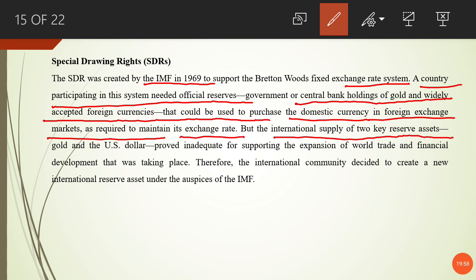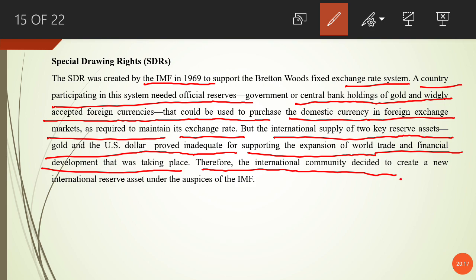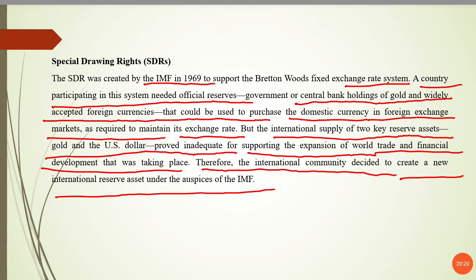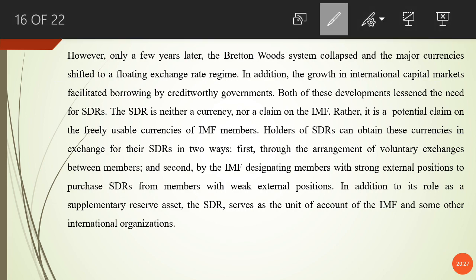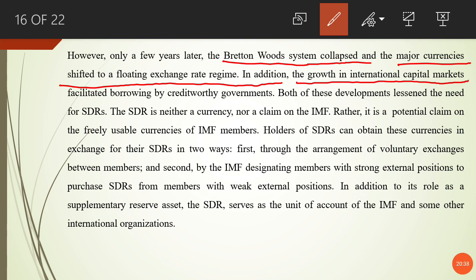but the international supply of two key reserve assets, gold and the US dollar, proved inadequate for supporting the expansion of world trade and financial development that was taking place. Therefore, the international community decided to create a new international reserve asset under the auspices of the International Monetary Fund. However, only a few years later, the Bretton Woods system collapsed and the major currencies shifted to a floating exchange rate regime. In addition, the growth in international capital markets facilitated borrowing by creditworthy governments. Both of these developments lessened the need for SDRs.